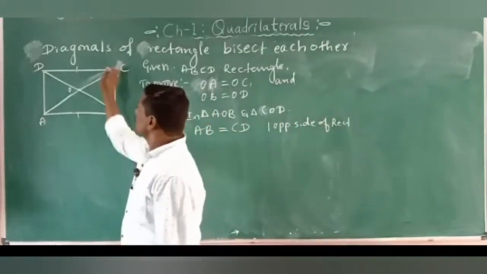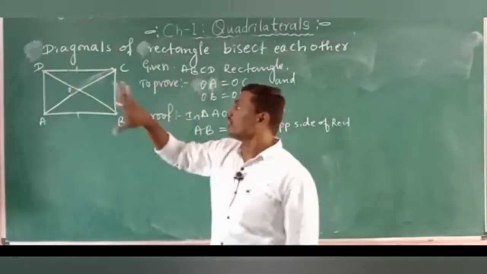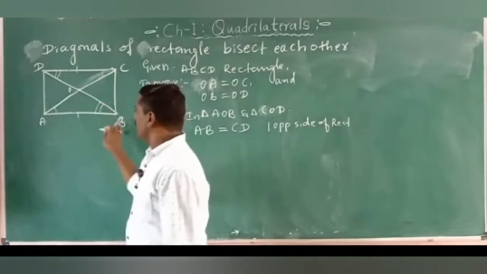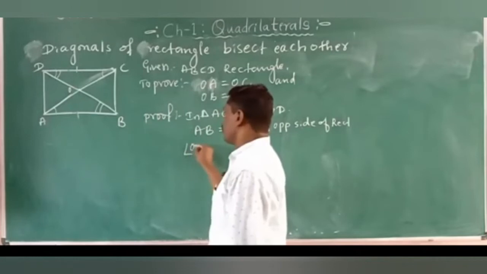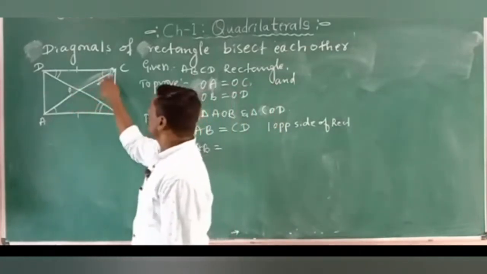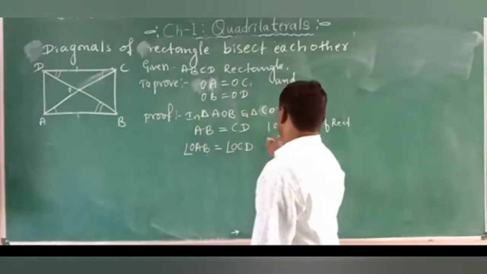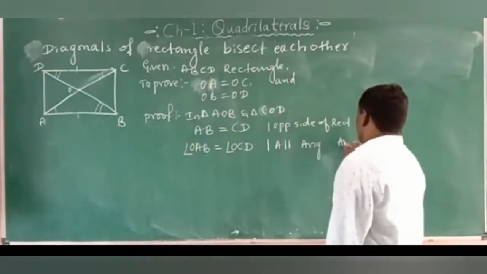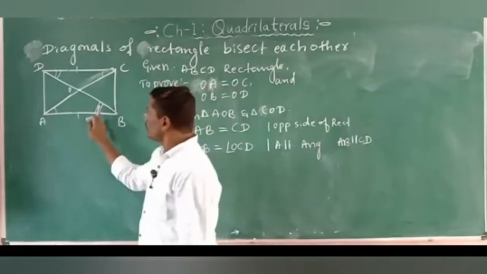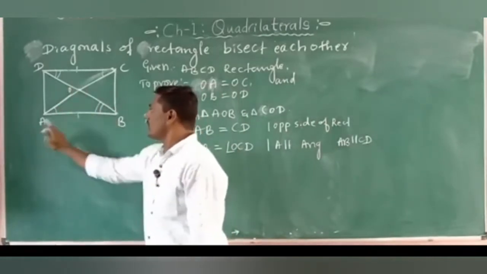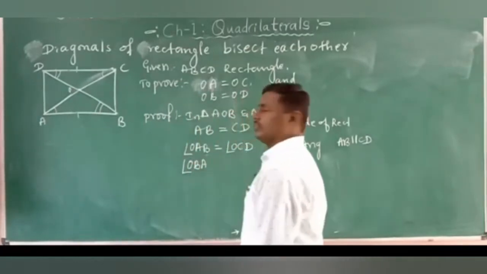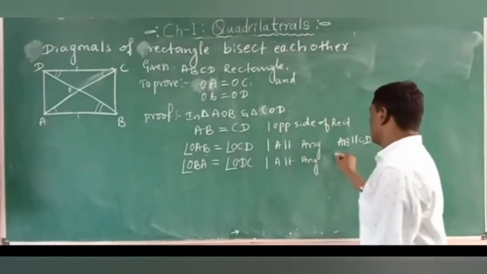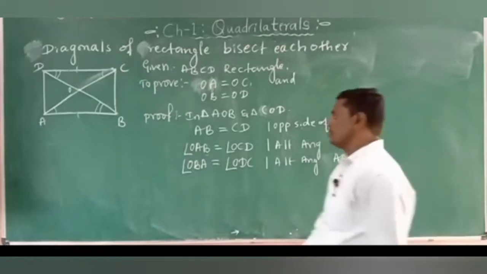Also, the opposite sides are parallel in a rectangle. So if these two sides are parallel, it forms alternate angles, right? So angle OAB is equal to angle OCD. These two are alternate angles because AB is parallel to CD. One more pair of alternate angles is there here. Angle OBA is equal to angle ODC. The same reason, alternate angles, because AB is parallel to CD, right?